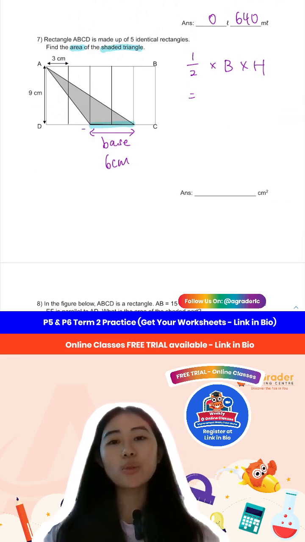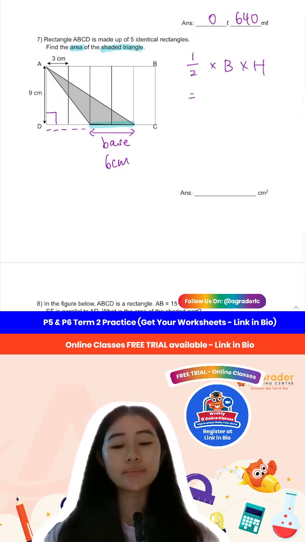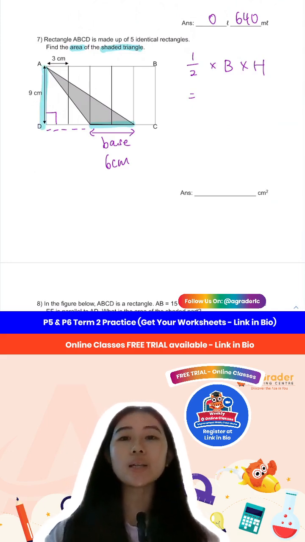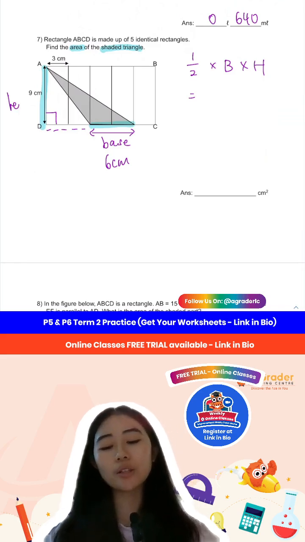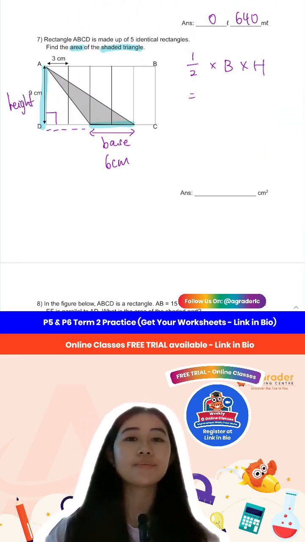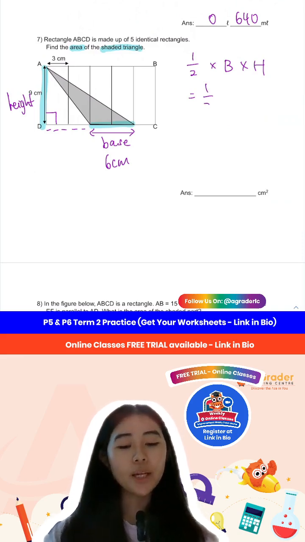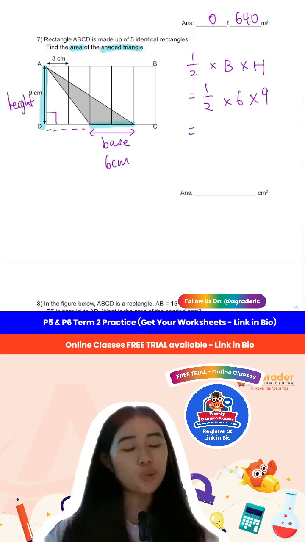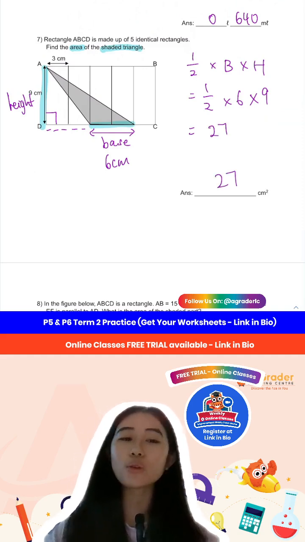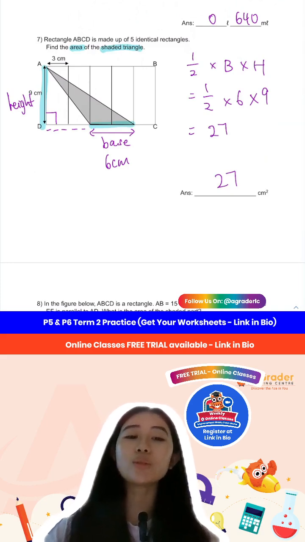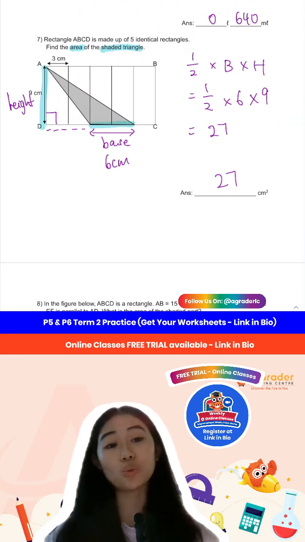So after that, you are supposed to extend your base towards the left until you reach point D. Then you can form a right angle. Okay, so over here, AD, which is 9 cm, is the height of the triangle. Islam, your formula, you are supposed to multiply half. Okay, so we are going to use half times 6 times 9. And then this will give you 27, which most of you got correct. Islam, if you want to divide by 2 after that, that's okay also, if you don't want to times half.